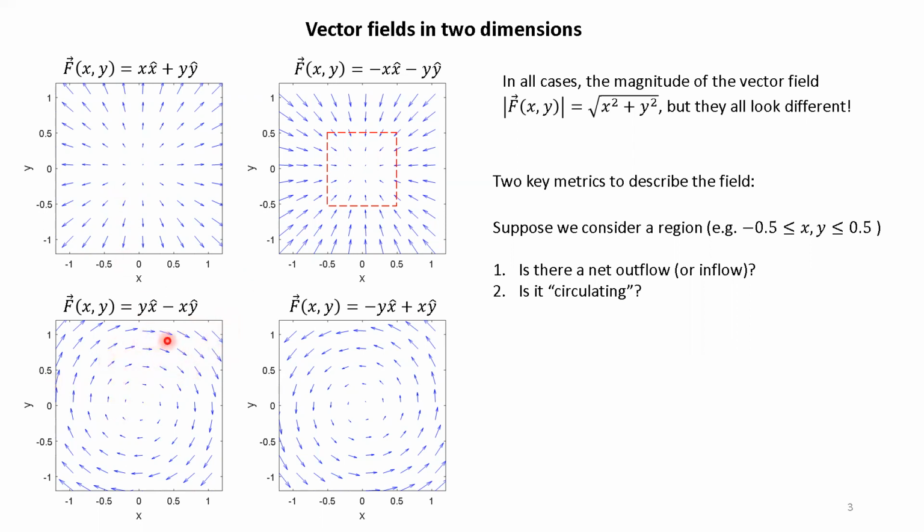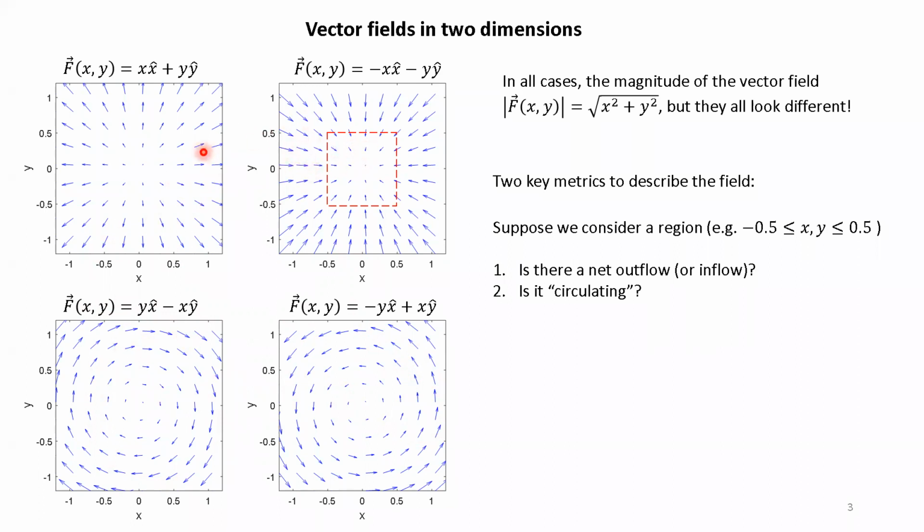But here you can see that the direction of these vectors, they are not pointing away from the origin. Instead, they are circulating like this. In the last example, I add the minus sign in front, then you can see that it's also circulating, but this one is clockwise, this one is counterclockwise.